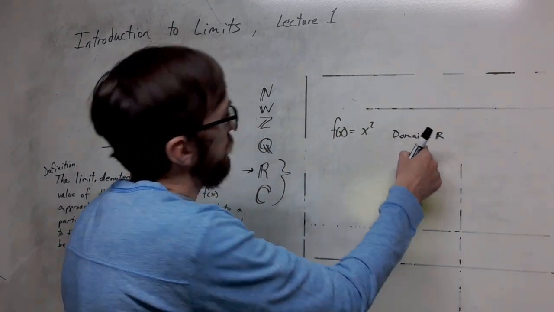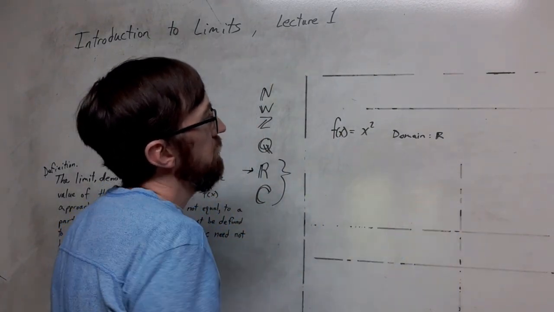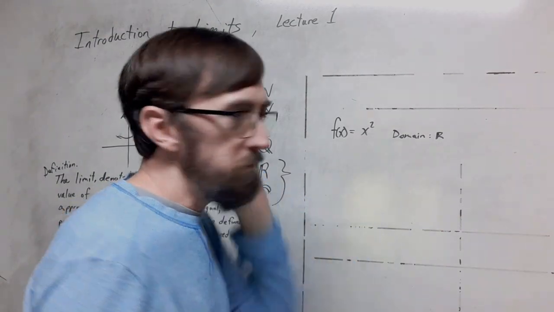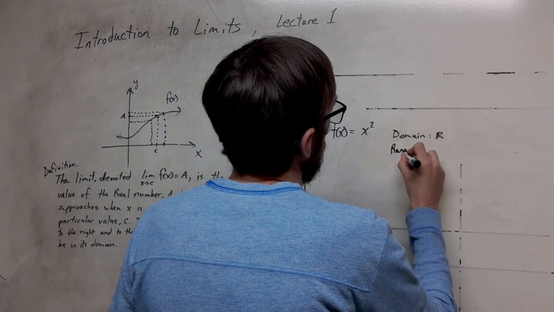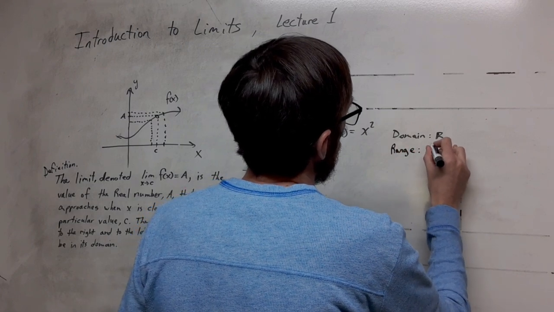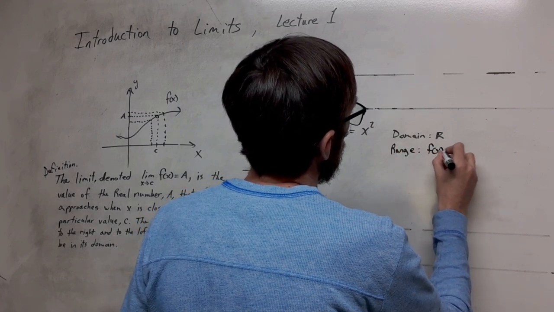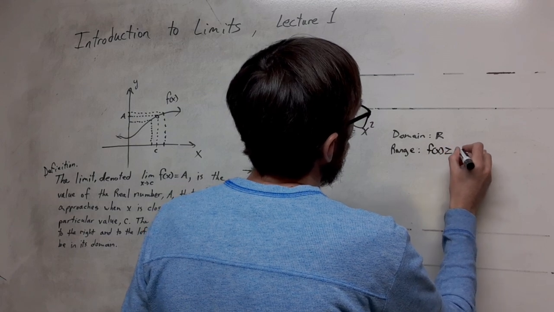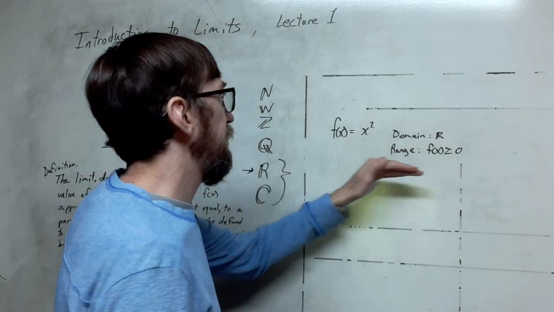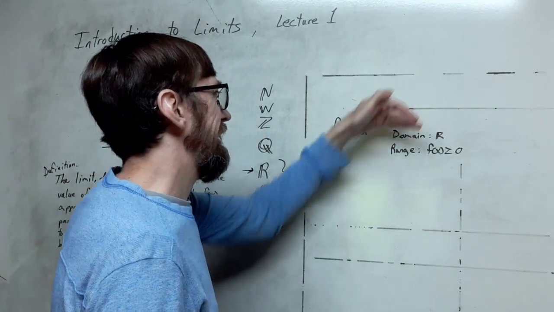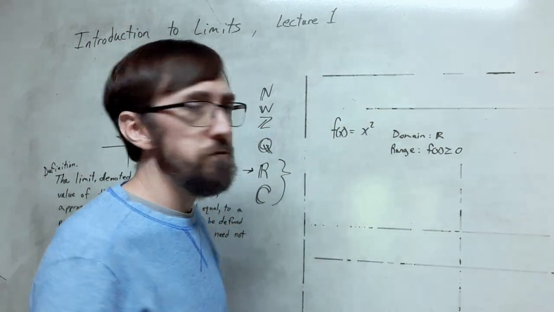We could talk about the range of this also. The range is not all real numbers. The range is actually, for this particular one, the range of f of x is going to be greater than or equal to 0. So not all the real numbers. So we have the upper plane and we have all real numbers for the domain.